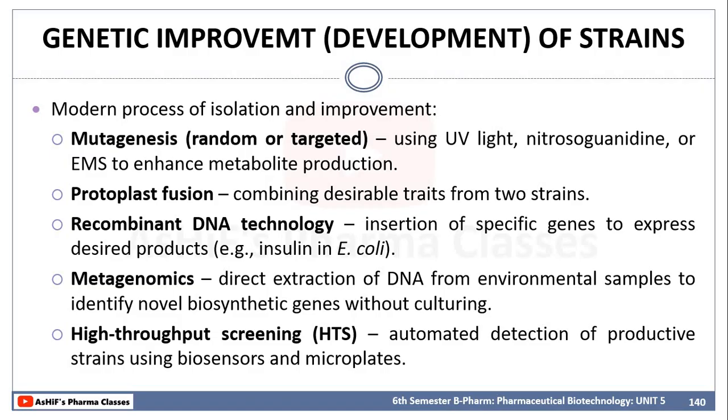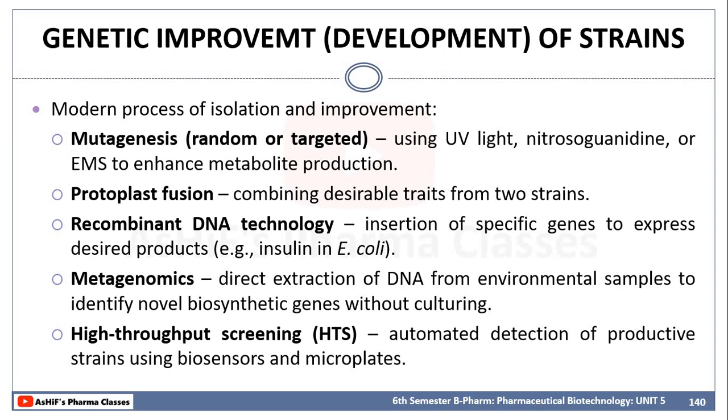Then of course recombinant DNA technology. Once we have a genetically improved strain, we can use recombinant DNA technology. What is the gene responsible for this improvement? We can identify it, we can isolate the target gene, and we can incorporate it into a vector, then into a host cell, then we can culture it to get more number of improved strains.